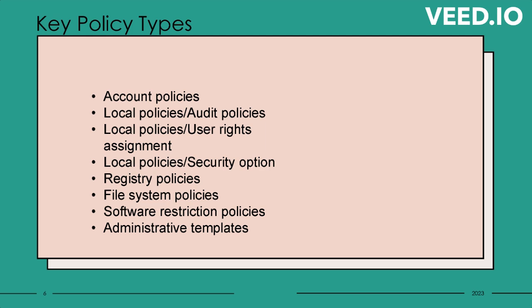Another set of group policies affect the file system. You can use file system policies to configure file and folder permissions that apply to multiple computers. We also have software restriction policies. You can use software restriction policies to define what software is allowed to run on any computer that's joined to the domain. These software restriction policies can be applied to a specific user, or they can be applied globally to all users. Finally, we have administrative templates.